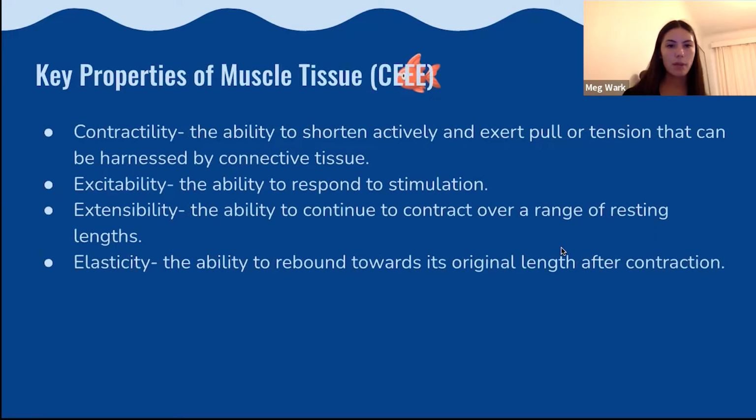So the key properties of muscle tissue, to remember this, it's C. So we've got contractility, which is the ability to shorten actively and exert pull or tension that can be harnessed by connective tissue. Excitability, which is the ability to respond to stimulation. Extensibility, which is the ability to continue to contract over a range of resting lengths. And elasticity, the ability to rebound towards its original length after contraction.